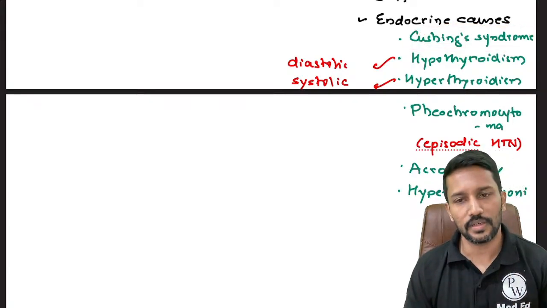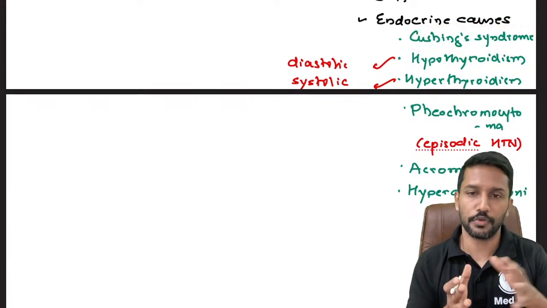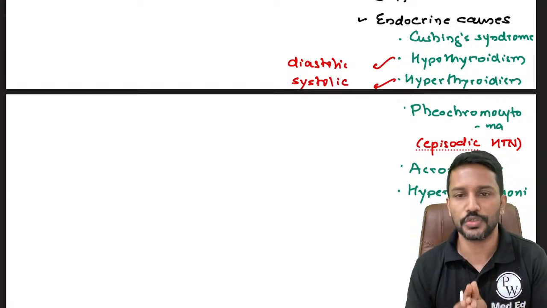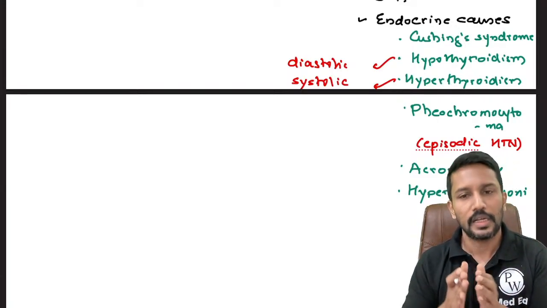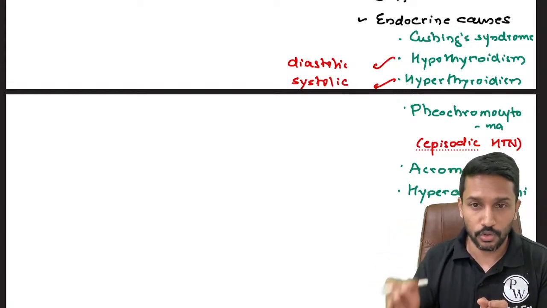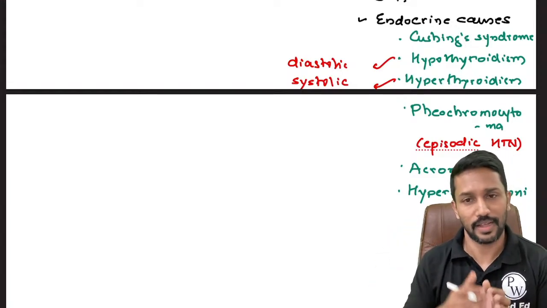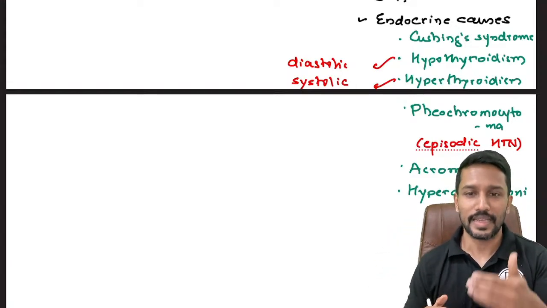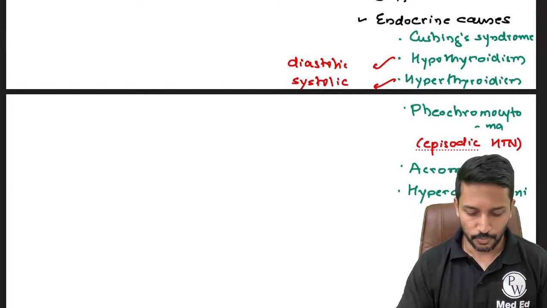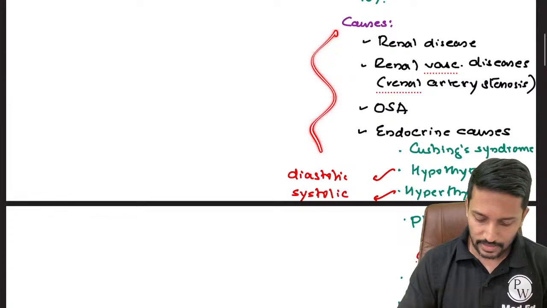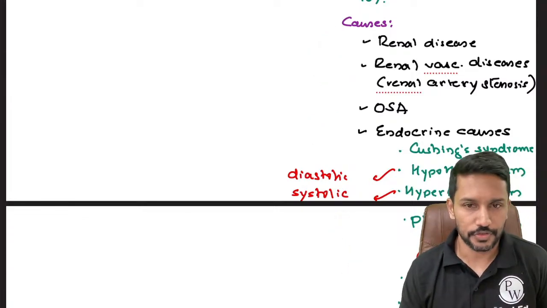Cushing syndrome causing hypertension. Well, please remember, if you go back to your biochem or physio notes, you might notice that even the glucocorticoids have some action on the mineralocorticoid receptors. So they can stimulate mineralocorticoid receptors, increase sodium and water reabsorption, and thus cause hypertension. So these are all secondary causes for hypertension.